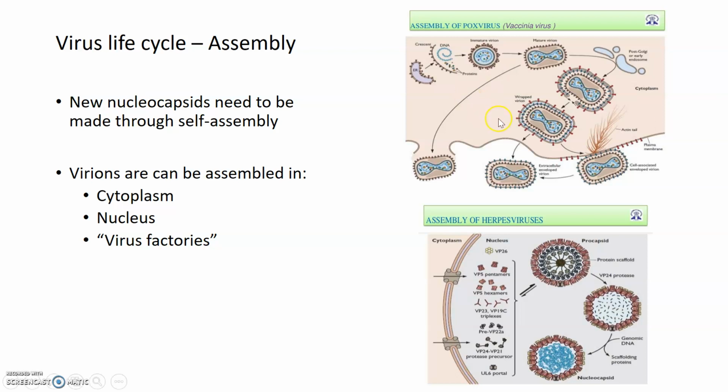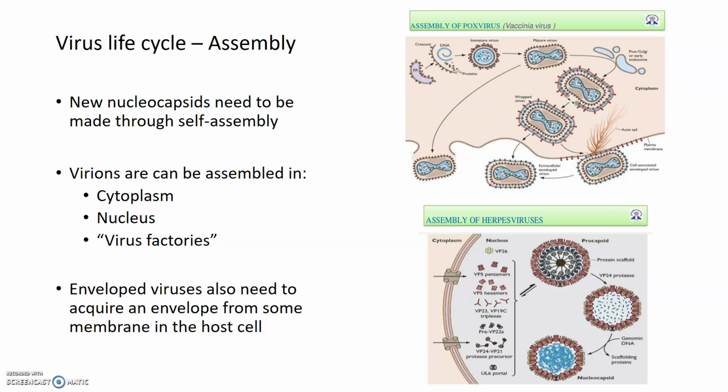So I just have two examples here of a virus that's made in the cytoplasm and a virus that's made in the nucleus. Some viruses are also made in paracrystalline structures, or these virus factories, kind of like mini organelles within the cytoplasm. And so it's a little bit easy to imagine making a naked virus that just has some kind of nucleic acid and some kind of protein. But in terms of an enveloped virus, you also need to acquire that envelope from somewhere within the host cell.